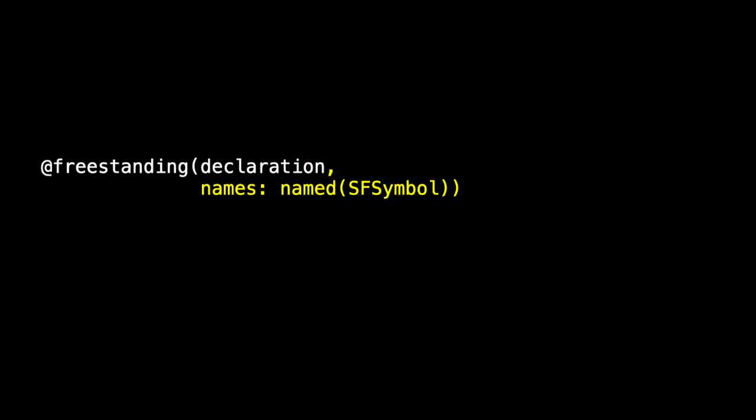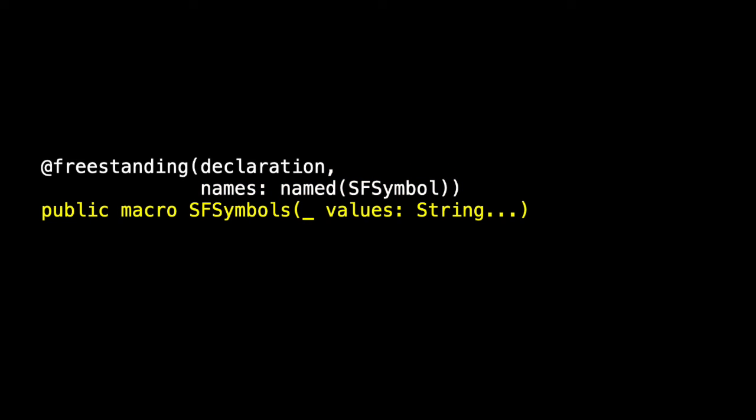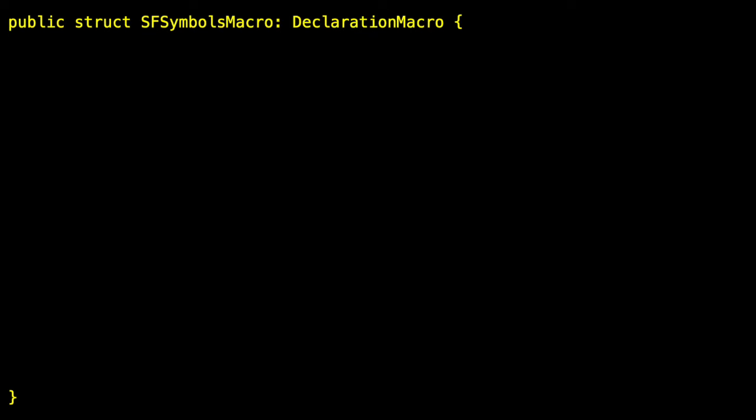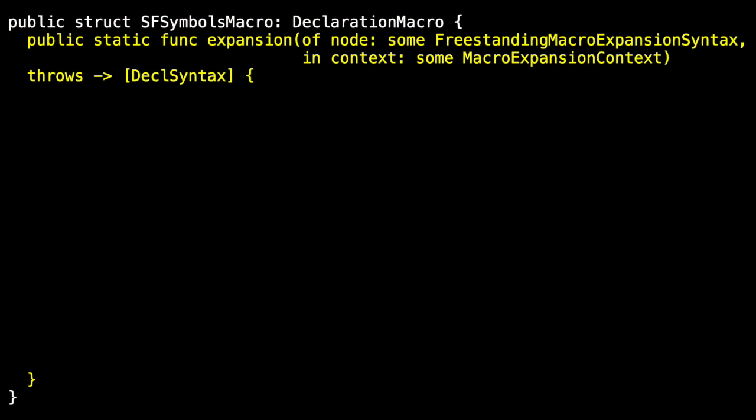A declaration macro is another example of a freestanding macro. Here it is, it's declaration. Because we're defining the enum named SF symbol, we'll specify the names are named SF symbol. Here's the signature of how we'll call the macro. It accepts a variadic list of strings, and it's an external macro, and here's where we implement it. So let's look at the implementation, and as I mentioned, this is just an outline. Here's the SF symbols macro. It's a declaration macro.